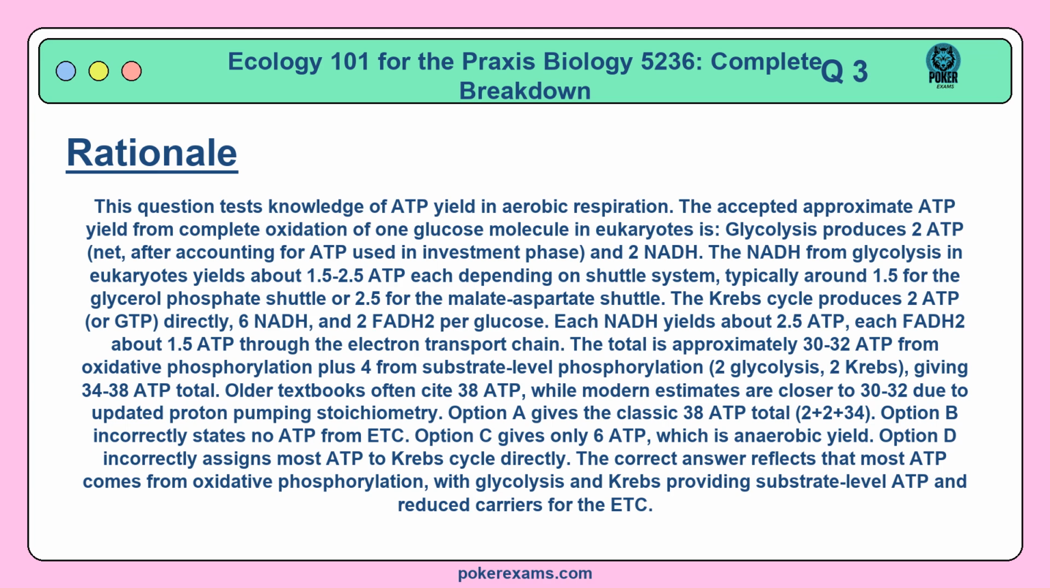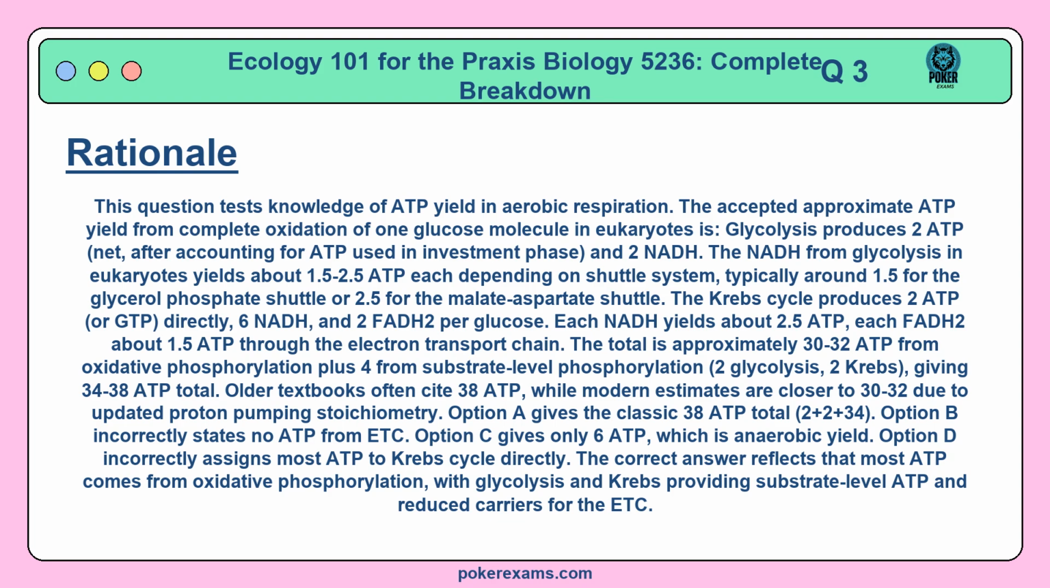The NADH from glycolysis in eukaryotes yields about 1.5 to 2.5 ATP each depending on shuttle system, typically around 1.5 for the glycerol phosphate shuttle or 2.5 for the malate aspartate shuttle. The Krebs cycle produces 2 ATP, or GTP, directly, 6 NADH, and 2 FADH2 per glucose. Each NADH yields about 2.5 ATP, each FADH2 about 1.5 ATP through the electron transport chain.